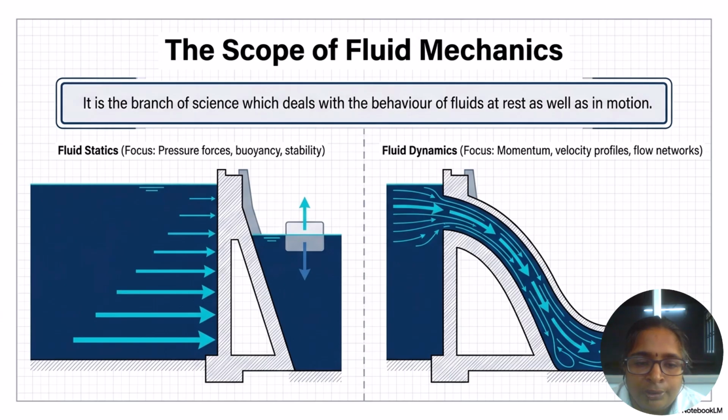And stepping on to the next slide, this deals with the scope of fluid mechanics. That is, it is the branch of science which deals with the behavior of fluids at rest as well as in motion, that is in statics as well as in dynamics. So fluid statics focuses on pressure forces, stability, and buoyancy related, and fluid dynamics focuses on momentum, velocity profiles for flow networks. And the diagram gives you the information related to this.